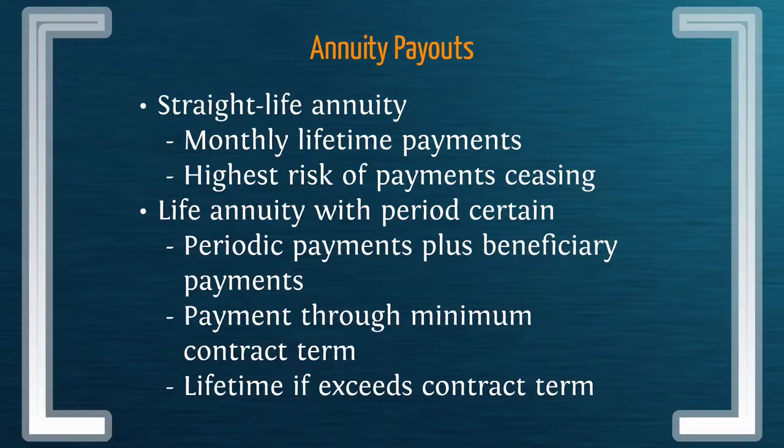There's several different ways in which the investor can receive those payments, several different types of payouts that can be done with different types of annuities. First of all, there's the straight life annuity. This is monthly payments over the lifetime of the investor. But if the investor passes away shortly after payments begin, they or their beneficiaries will not receive any more payments. So they're taking their longevity risk when they're investing in this type of annuity.